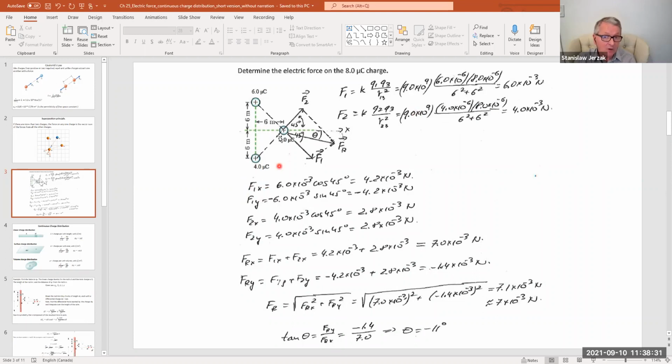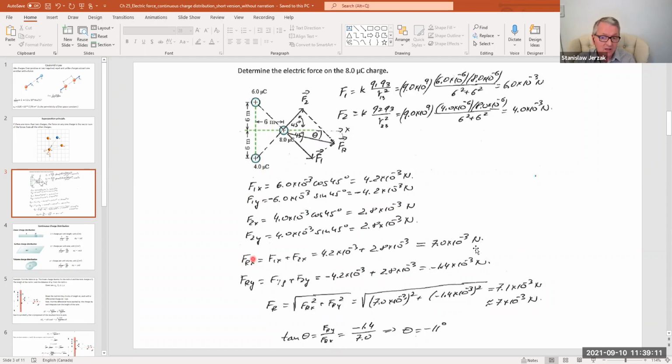And then I decompose. You see, F1 is in this direction. So I decompose F1 into X component and Y component. The Y component is negative because it is pointing down, and I took the Y axis vertically up. And the angle is 45 degrees because this is like half of the square, right? So this angle and this angle are 45 degrees. And the same, F2, I decompose into X and Y components. Both components are positive. Then I found the total X component, found the total resultant Y component.